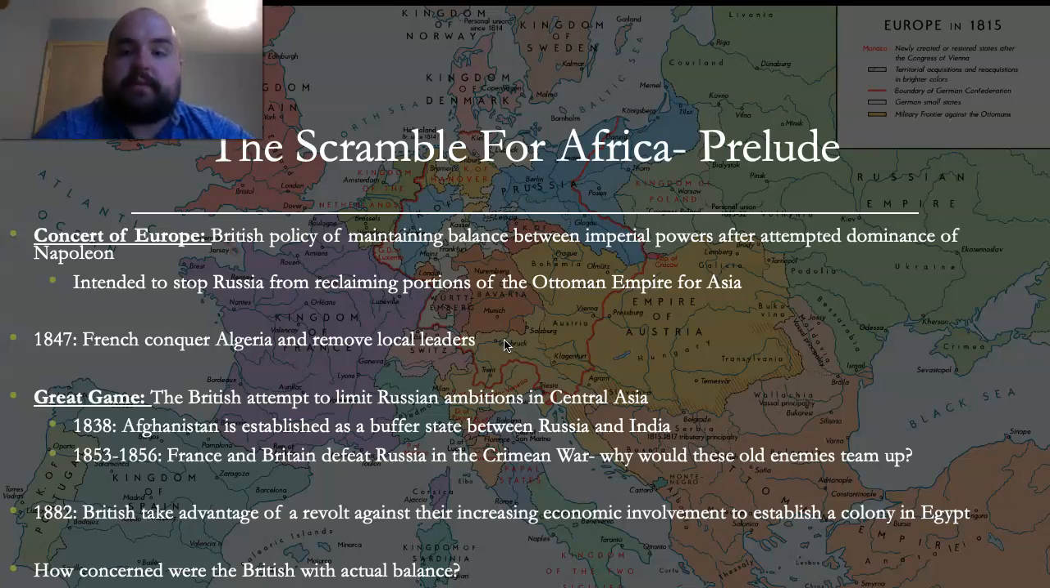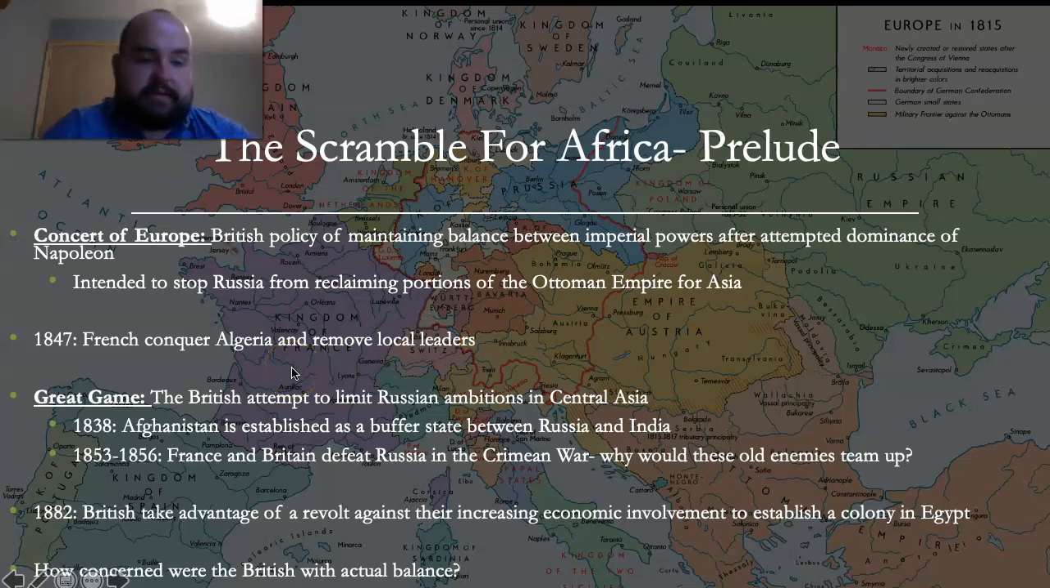Before the infamous scramble for Africa occurred, the British came up with this new international concept called the Concert of Europe. According to this idea, the British and other European countries would maintain a balance of power after the attempted dominance of Napoleon. They didn't want anyone like Napoleon to rise again, so they would try to make sure that all these empires had somewhat equal power so they couldn't dominate each other. This was mainly used as an alliance against the Russian Empire to keep them from controlling portions of the Ottoman Empire and bringing countries back into Asia.